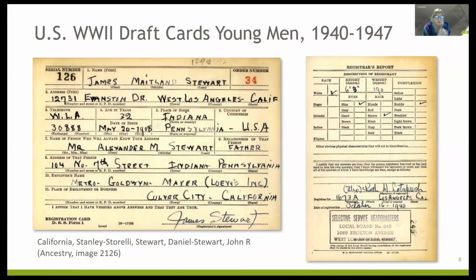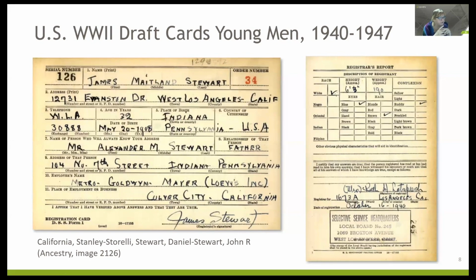We also have World War II draft cards. We have both the young men, and then we also have the 1942 collection of what they call the old man's draft, which it wasn't really exactly a draft. It was more of a survey of the workforce power among older men that were born after April 28th, 1877 and before February 16th, 1897. So it's going to contain similar information to what you see here on Jimmy Stewart's card.